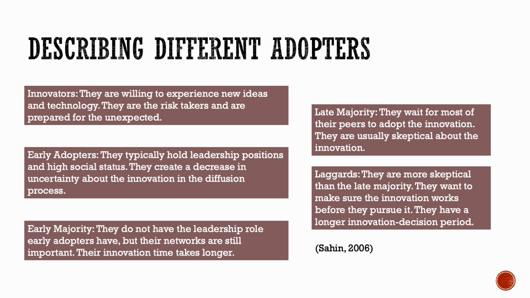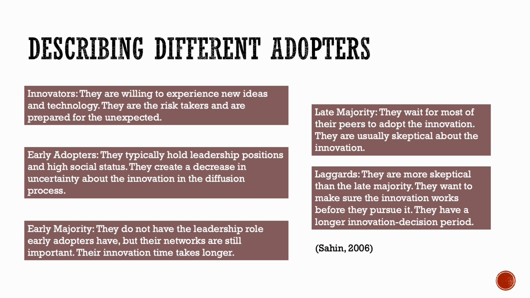The early adopters typically hold the leadership positions and the high social status, so they create a decrease in uncertainty about the innovation in the diffusion process. So they're there to support the innovators, as well as try to, first say, talk up the technology before it starts being implemented in the classroom, and to support those that are very skeptical about it.